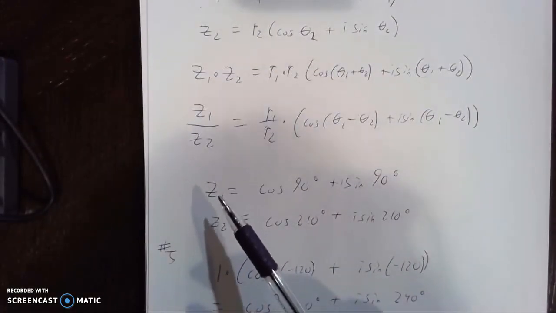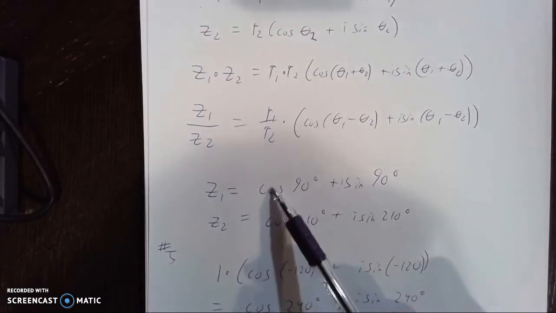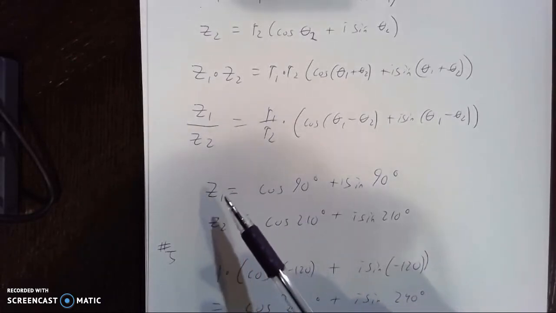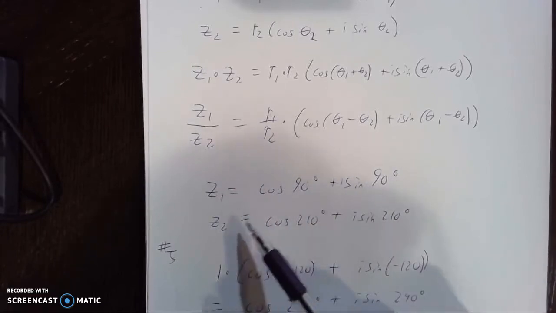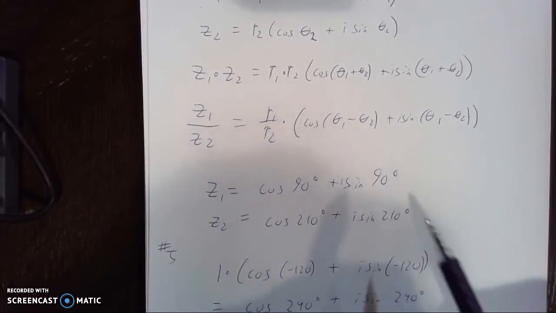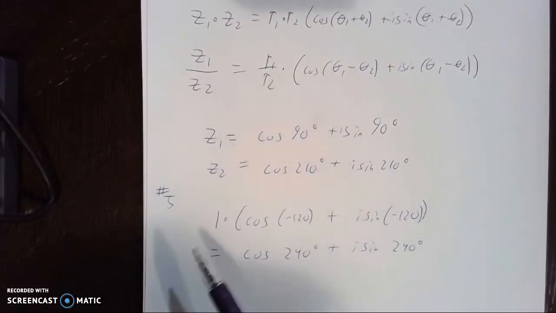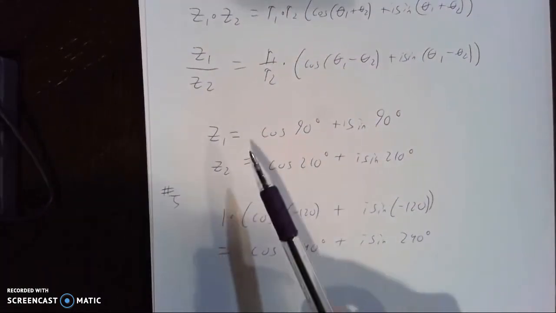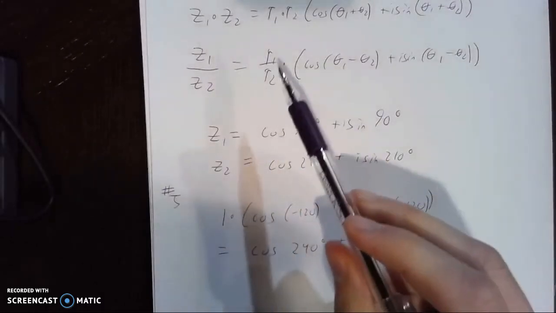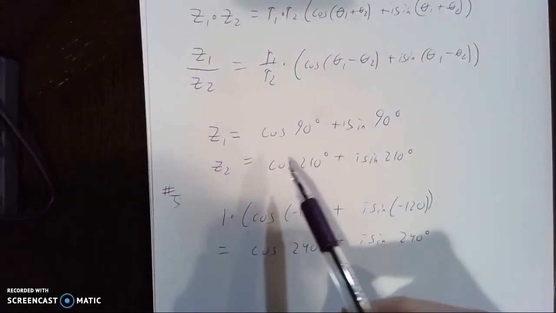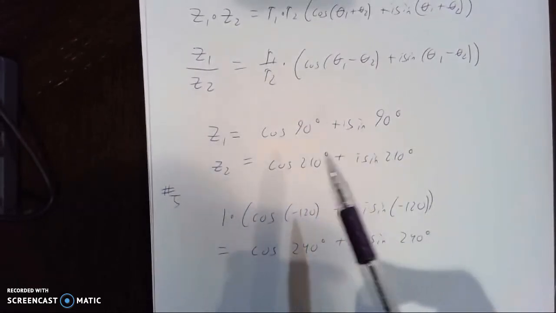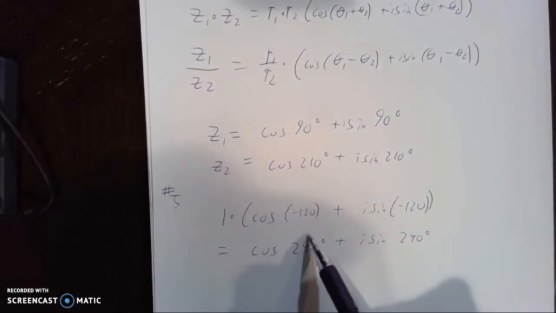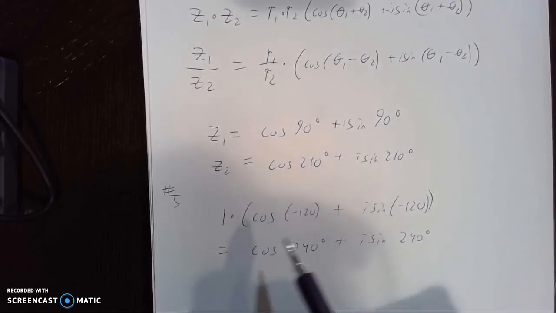Neat thing that happens here, this is an example problem, number 5. z1 is the cosine of 90 degrees plus i sine 90 degrees. z2 is the cosine of 210 plus i sine of 210. Then when you work this out, both of these just have a modulus of 1. That's why there's no parentheses out here. So you're just going to get a 1 in front when you divide those. Then you do 90 minus 210. That'll give you negative 120, which is positive 240 when you move it around. So this is cosine 240 plus i sine 240.